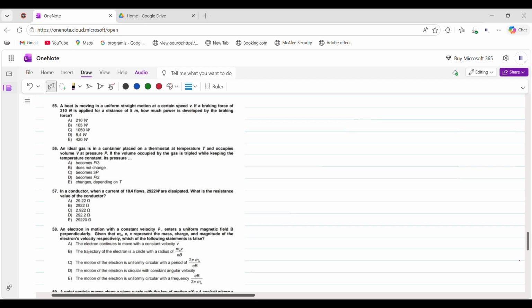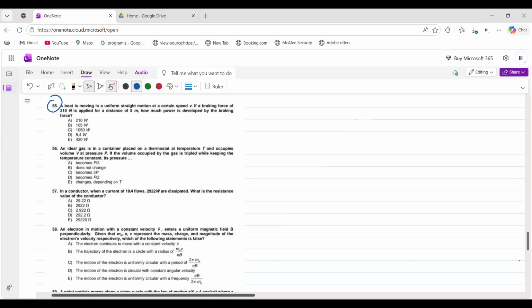Now we are starting our physics MCQs from IMAT past papers year 2024. We are starting off with our very first question, 55th. A boat is moving in a uniform straight motion at a certain speed v. If a braking force of 210 Newton is applied for a distance of 5 meters, how much power is developed by the braking force? So basically they have given us data and they have asked us to find something.